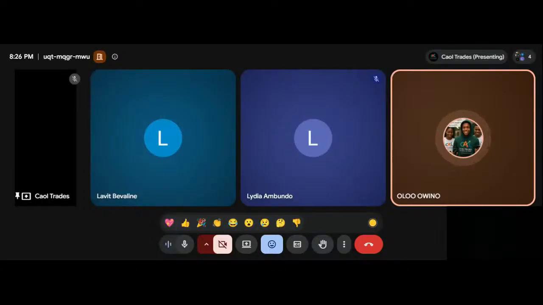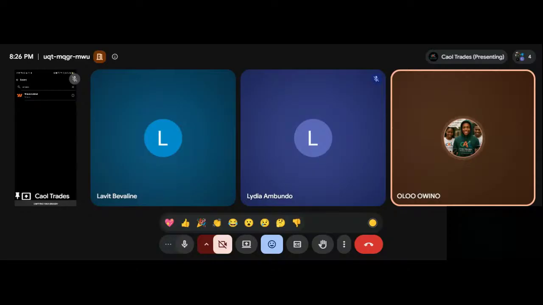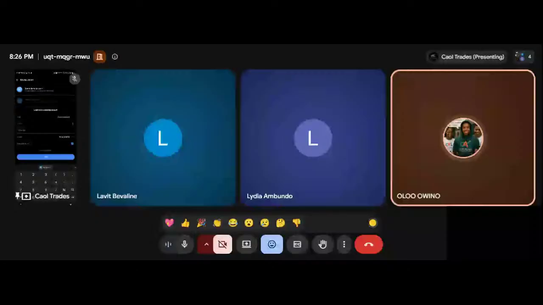Are you guys seeing my screen from MT5? Yes. Worry not. During the inputting of the password, my device tends to hide the password part, so don't worry.